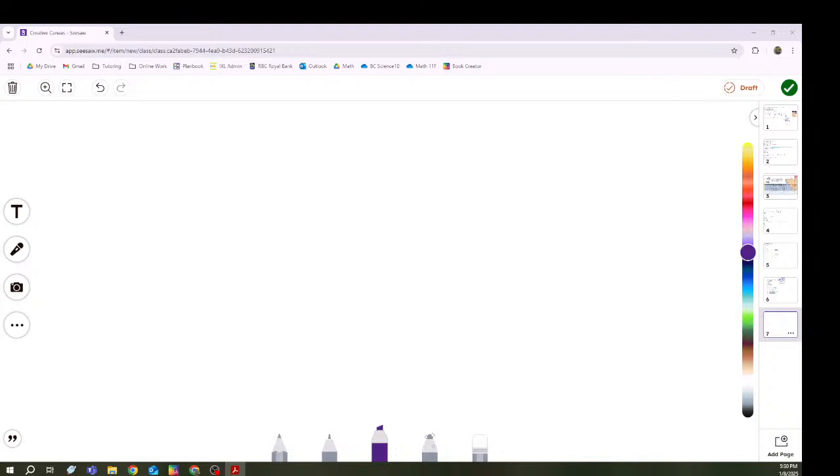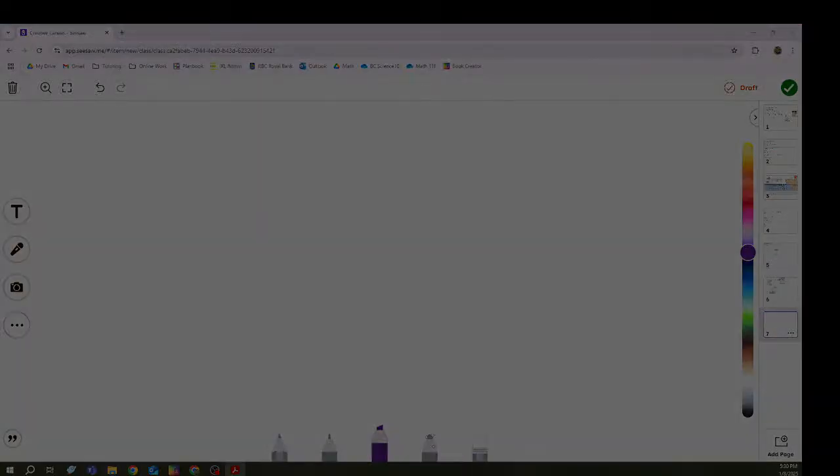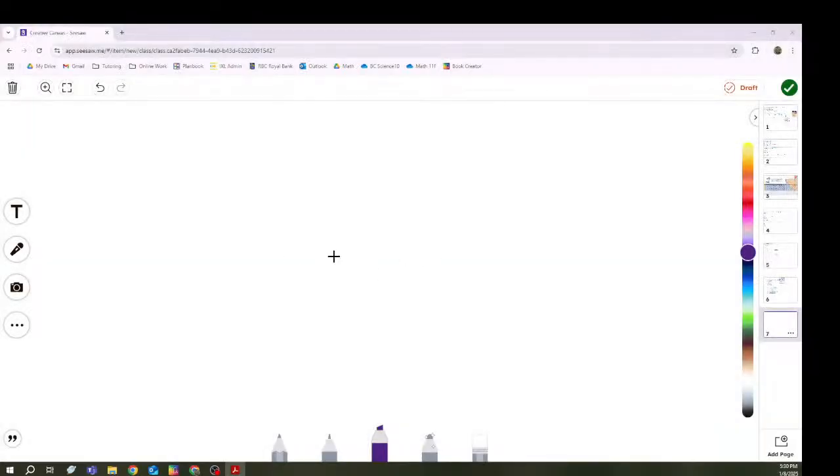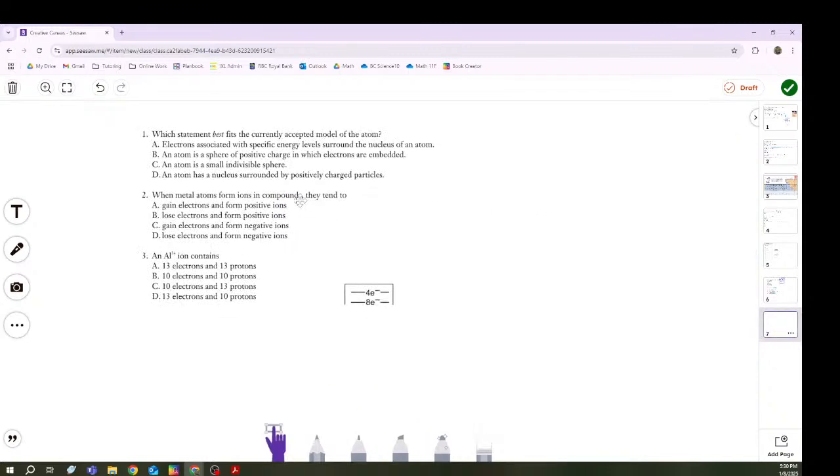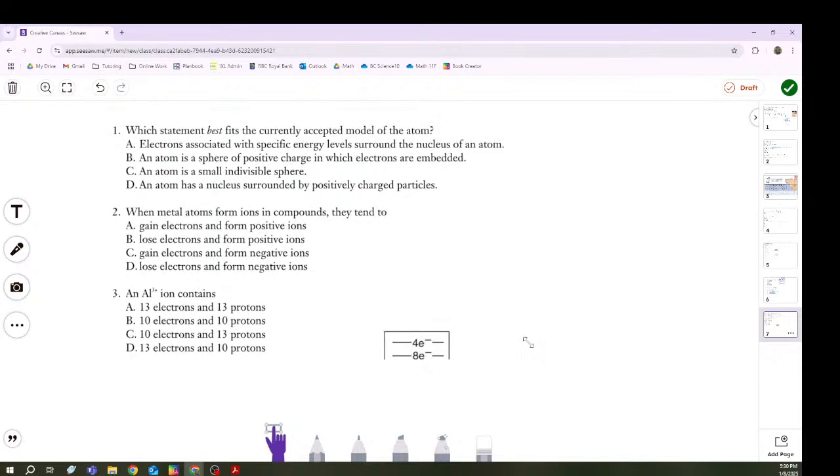All right, let's pull up a few more questions. All right, let's try these ones. Oops. Okay. Which statement best fits the accepted model of an atom? Are electrons associated with specific energy levels surrounded by the nucleus? Is an atom a sphere of positive charge in which electrons are embedded? An atom is a small indivisible sphere. An atom has a nucleus surrounded by positively charged particles. What do you think for that one?